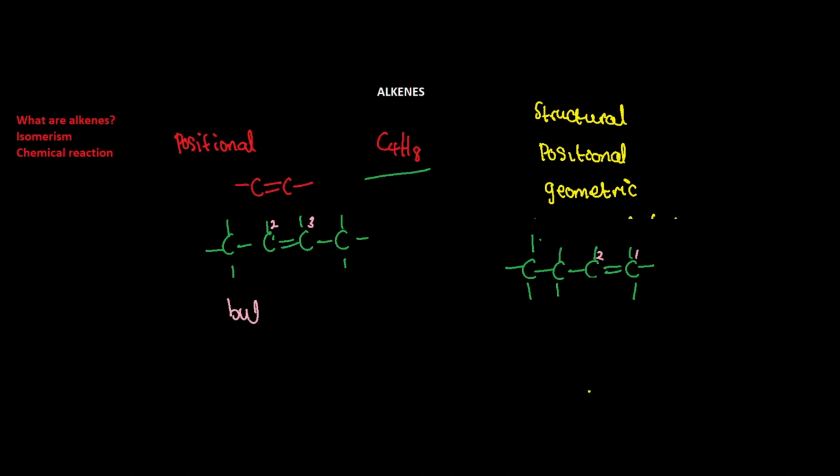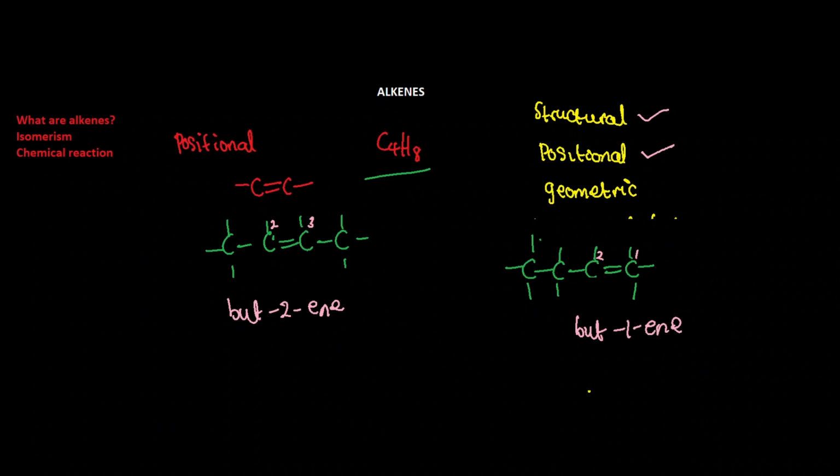So if we were to name this, it would be called but-2-ene, because the double bond is at the second carbon atom. However, in this case, the double bond is at the first carbon atom, so this would be but-1-ene. This is an example of a positional isomer, and we can see it because the position of the double bond changes. This is a positional isomer. So we're done with the structural isomer and the positional isomer.